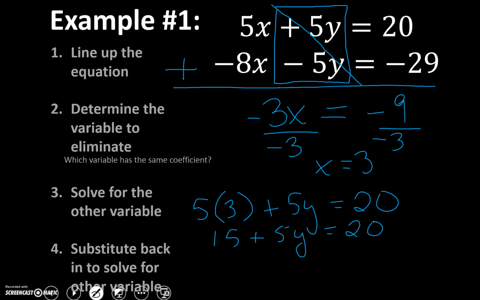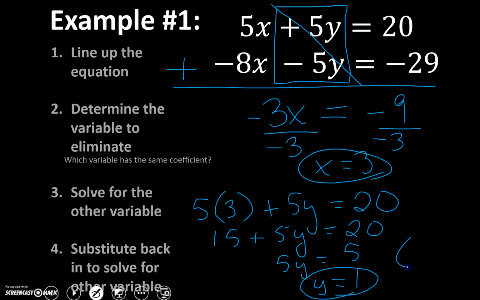Then we're going to subtract the 15 from both sides, and you're left with 5y equals 5. So the y value is equal to 1. So we have two values. X is 3, y is 1.